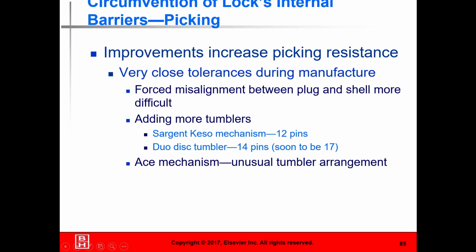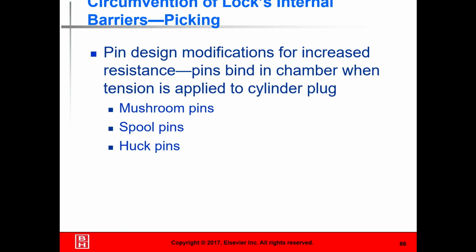How do we resist it? Having a high quality lock that has very tight tolerances makes it harder to get into. Forcing misalignment and adding more tumblers, from 12 pins to 14, are some of the different things that we can do.